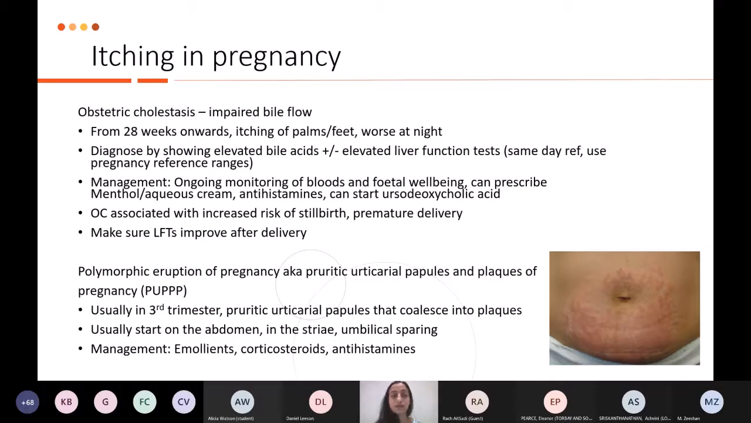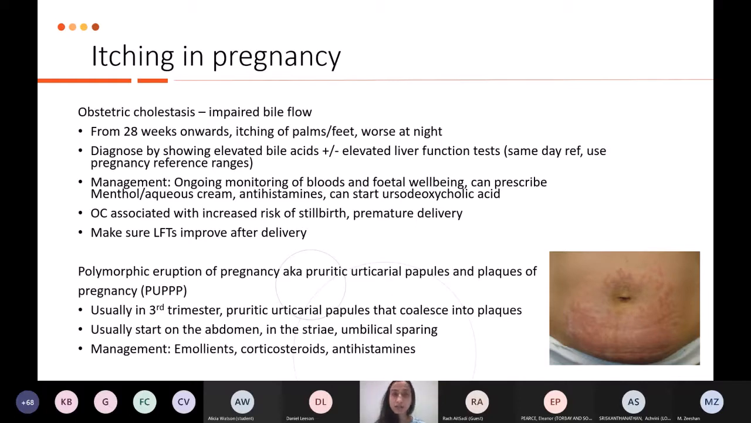And what I've put in brackets there is that, for example, if you were to see this in GP, or if a midwife were to see this, this would be a same-day referral to maternity triage, because it comes with risks when you have OC. And the reason I put pregnancy reference ranges is because the reference ranges for LFTs in pregnancy are slightly different, but hopefully that should not come up in your medical school finals. I think that would be a little bit mean.